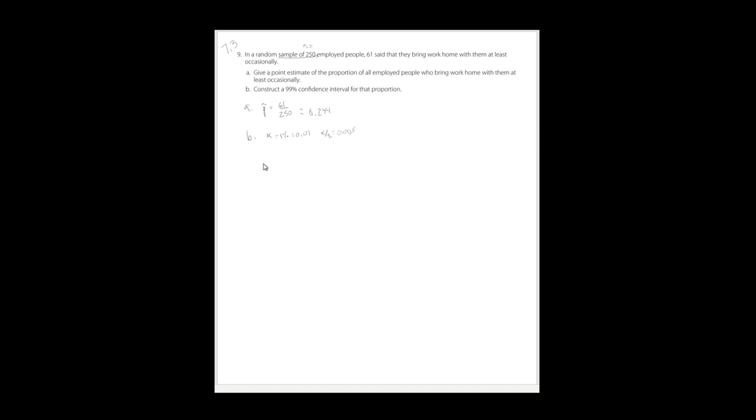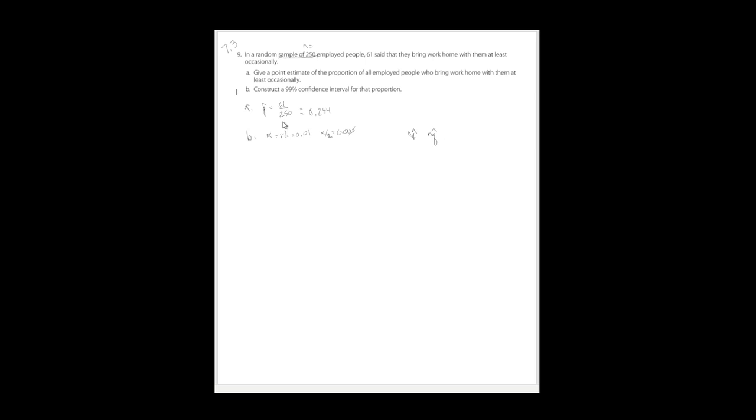Now let's see what we're looking at. For our proportion, our sample size looks large, that's 250. We have to check np hat and nq hat and look at those. So p is going to be our smaller, that's the 0.244, and q is going to be essentially 0.756. So if np is greater than 5, then nq definitely is.